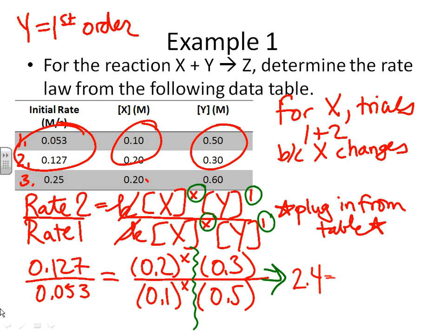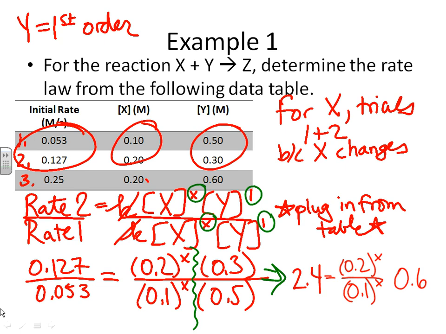So I'm just basically dividing my fraction into two components. This is 0.2 to the x over 0.1 to the x, and then I'm going to do 0.3 divided by 0.5, because they have the same exponents, so I can divide them. 0.3 divided by 0.5 is 0.6. This is what I have at this point.